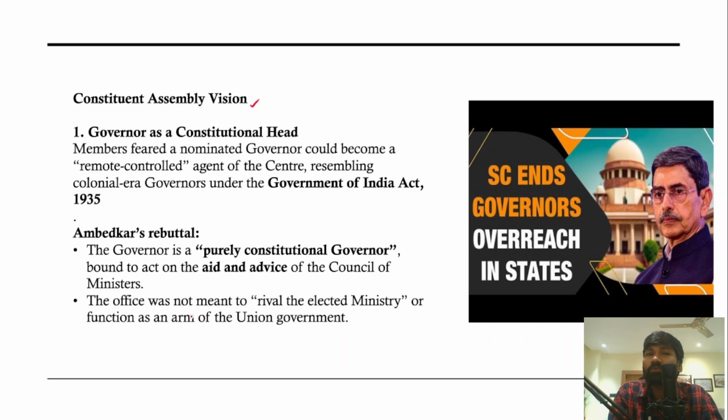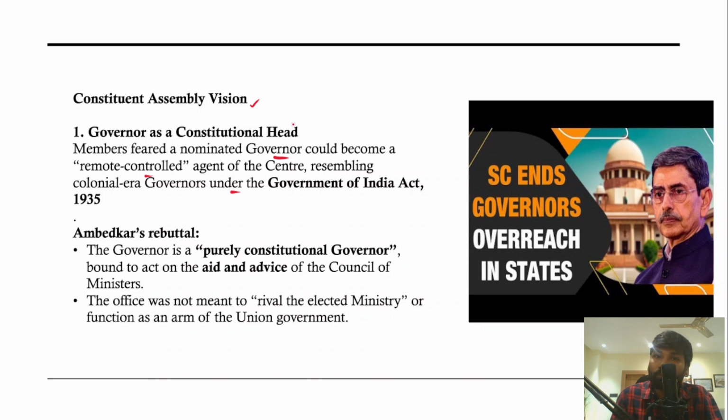So the members of the Constituent Assembly feared that a nominated governor, because here it is a nominated or an appointed governor, could be a remote-controlled governor, and he could also be an agent of the central government, and that is what is happening now. Very often the governor is being controlled by the central government, so it reflects the colonial-era governors under the Government of India Act of 1935, right?